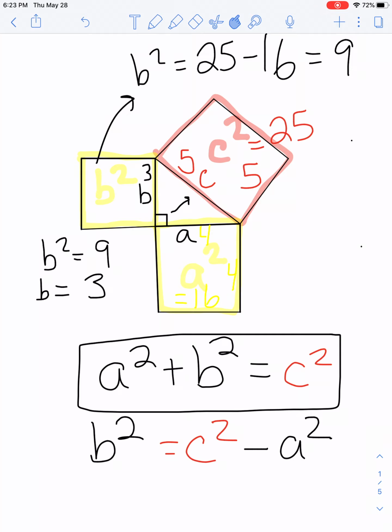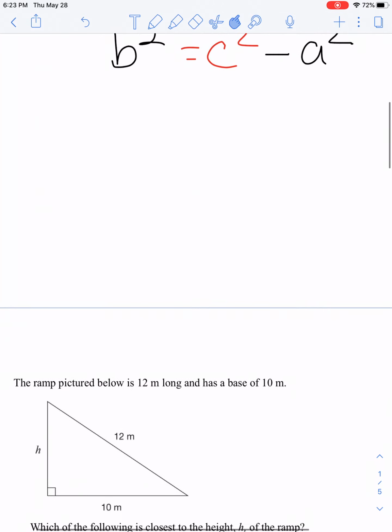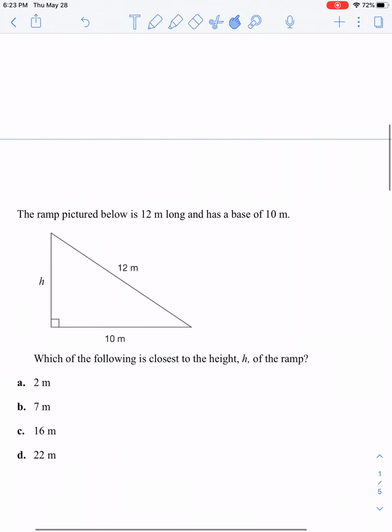Let's look at another example. The ramp below is 12 meters long and has a base of 10 meters. So we know 10 meters, we'll call that A, and we know 12 meters, we'll call that C because it's our hypotenuse. It's located across from our right angle in our triangle. And we're looking for our B.